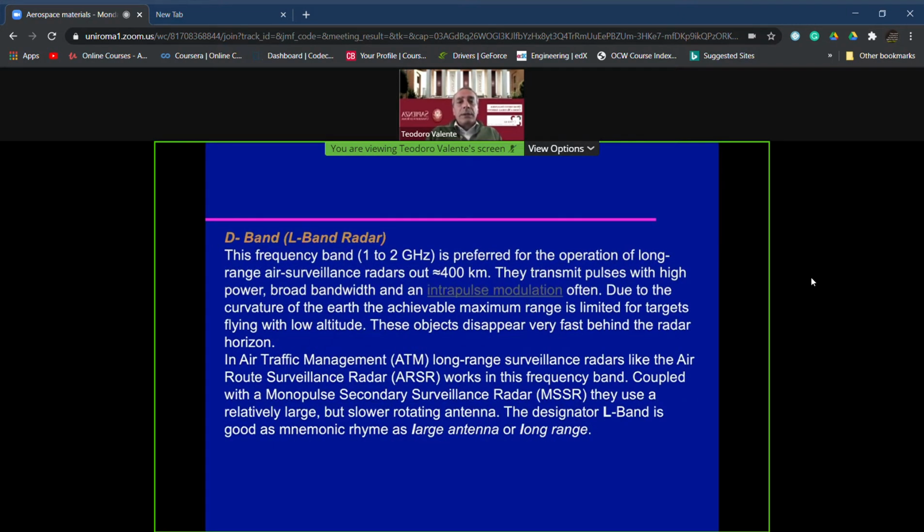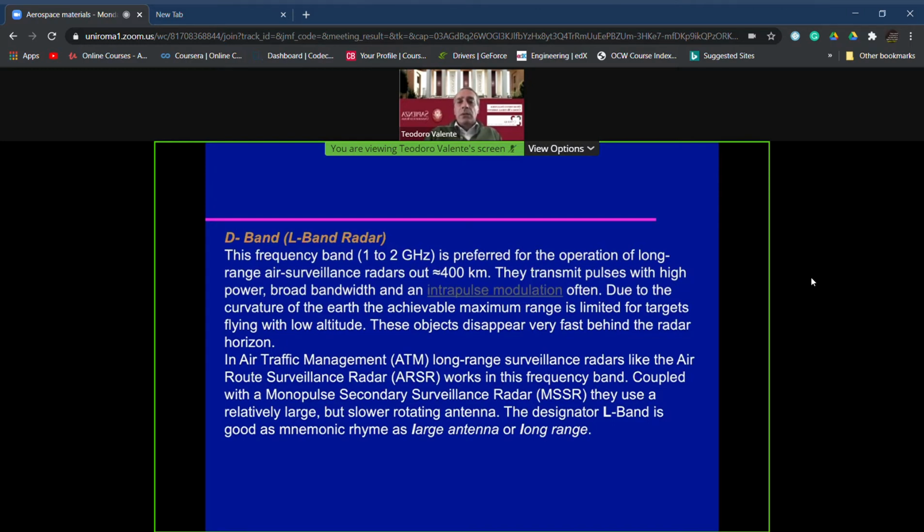The second is the D band, which corresponds to the L band radar. And this is a frequency which is more or less centered from 1 to 2 gigahertz. And it is found in the operation of long-range air surveillance radars out to about 400 kilometers. In this case, the radars transmit pulses with high power, broad bandwidth, and with a specific modulation.